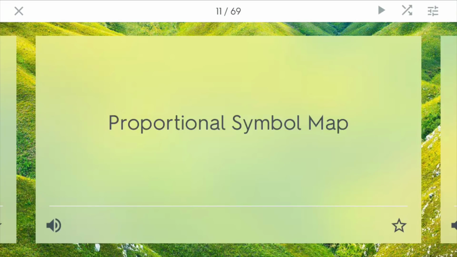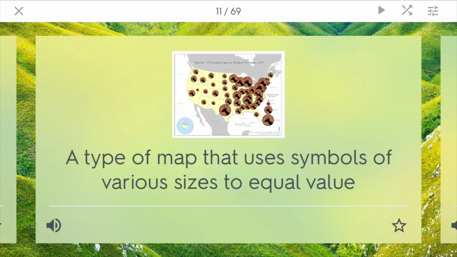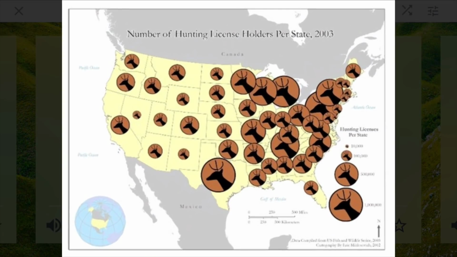The proportional symbol map is a type of map that uses symbols in various sizes to equal value. So in this map, this is about hunting license holders in the United States. Once again, we see a concentration primarily in the eastern part, and the symbol here is like a moose head badge to show how the density is distributed across the United States.